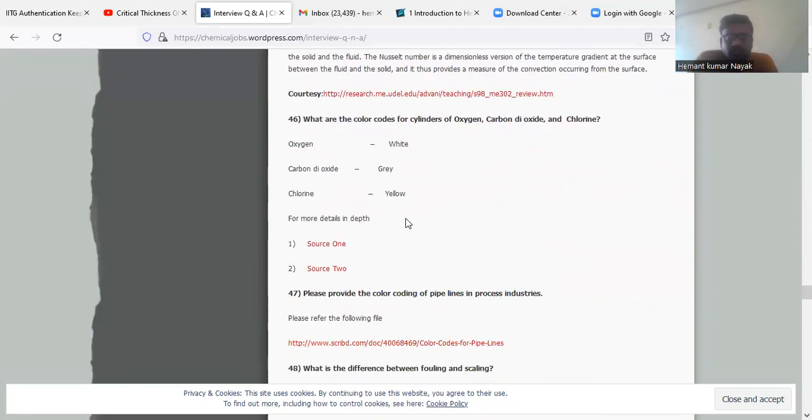What are the color codes for cylinders of oxygen, carbon dioxide, and chlorine? Oxygen is white, carbon dioxide is gray, and chlorine is yellow.